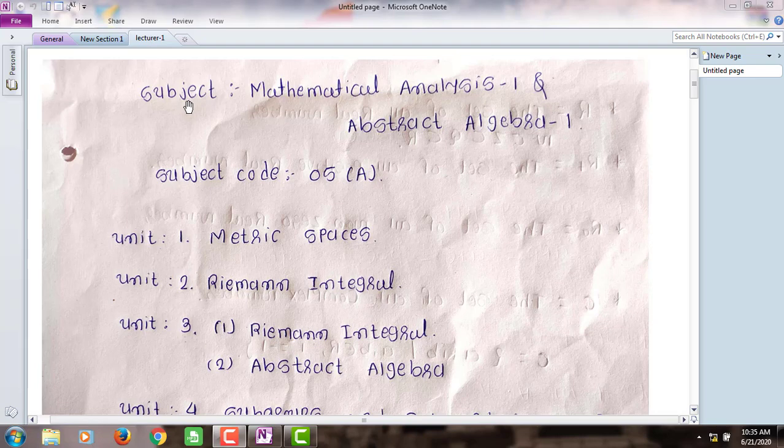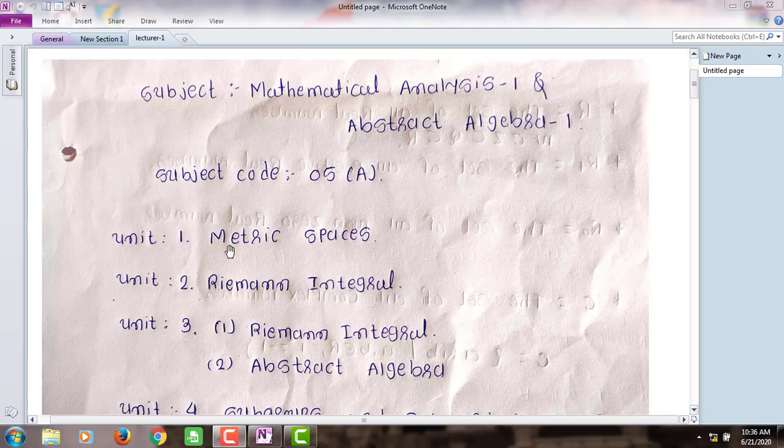Today we start the syllabus of BSc semester 5 mathematics. Subject name is Mathematical Analysis 1 and Abstract Algebra 1. Subject code is 05A. In this subject there are 5 different units.